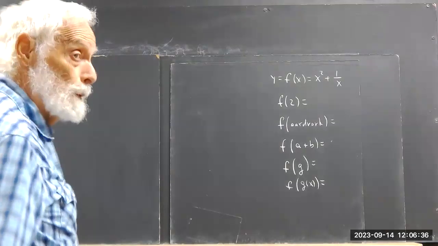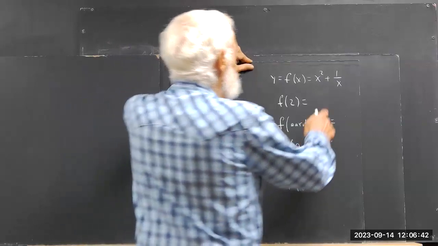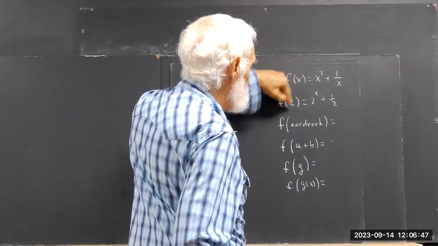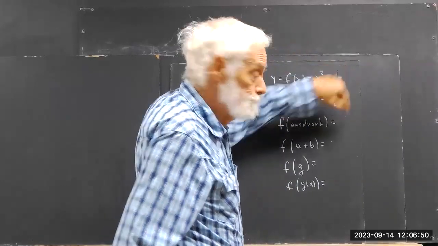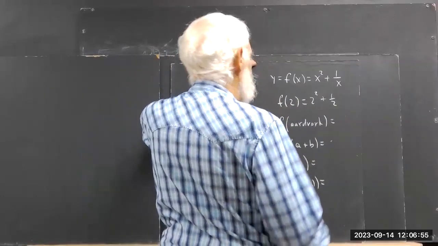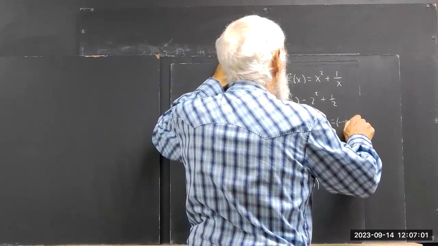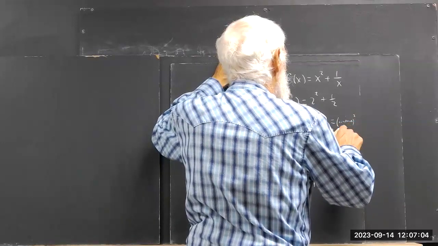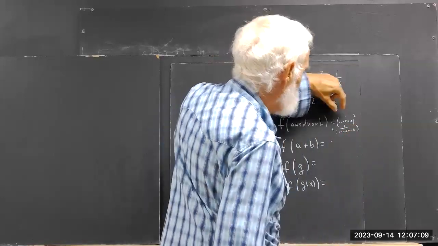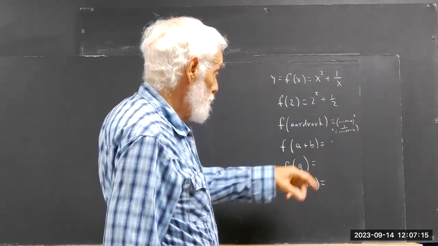Okay, everybody did very well with this. F of 2 is 2 squared plus 1 over 2. All we're doing is x has been replaced by 2, so replace all the x's by 2. Here, f of aardvark. Can't really see it, but it's aardvark squared plus 1 over aardvark, and everybody got that. So I'm not going to write it out real clearly.